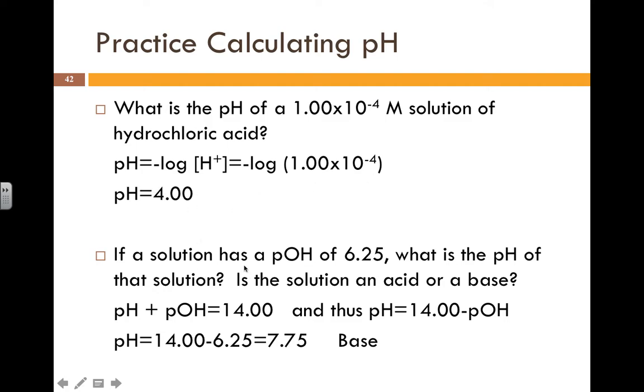If a solution had a pOH of 6.25, we want to know what the pH is. Well, pH plus pOH has to equal 14. Therefore, to find the pH, we're going to take 14 minus pOH, so 14 minus 6.25 gives us 7.75. Well, a pH greater than 7 will be a base. We know that 7 is neutral, higher than 7 makes it a basic solution.